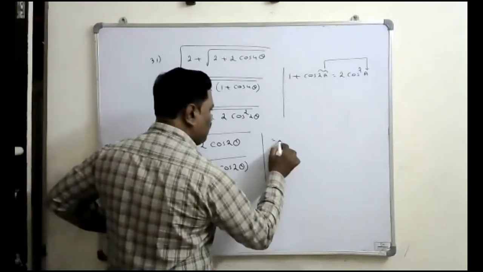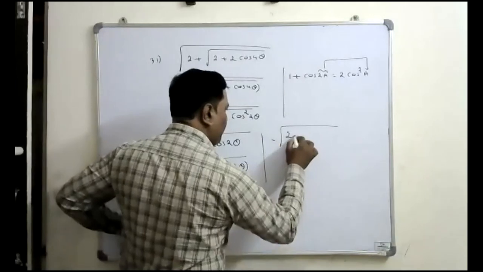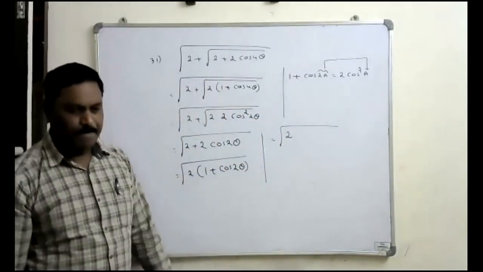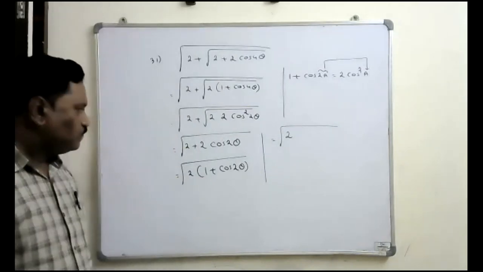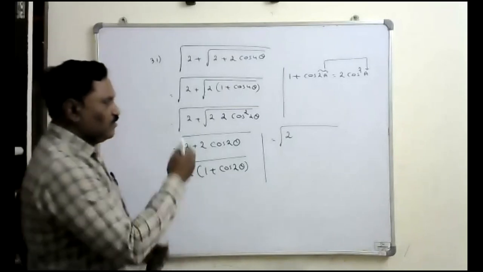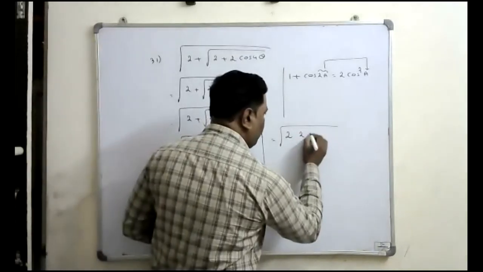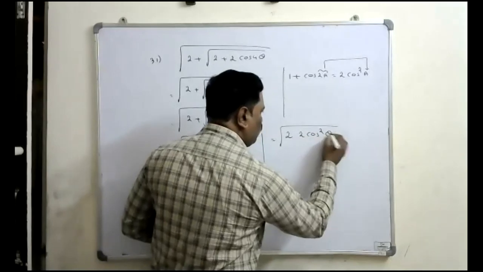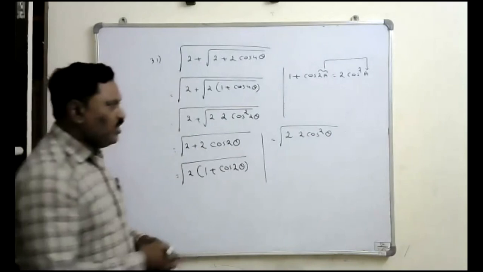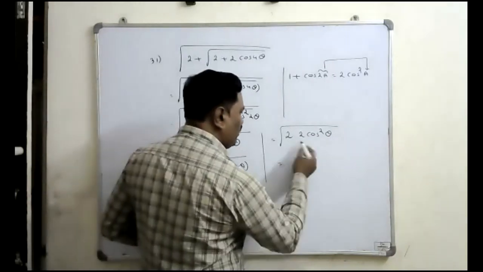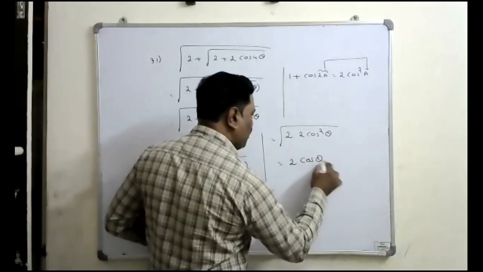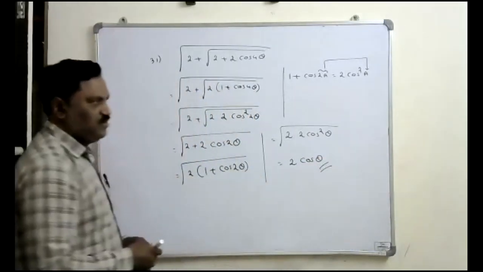Then this is root over 2 into, tell me, how do you write 1 plus cos 2 theta again? 2 cos square theta. Whatever the angle is here, make it a half. 2 cos square theta. Again, 2 into 2 is 4. Root 4 means 2. Root of cos square means cos theta. So the answer is 2 cos theta. Like that.